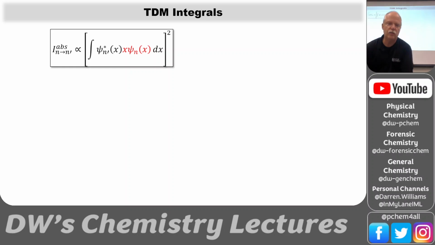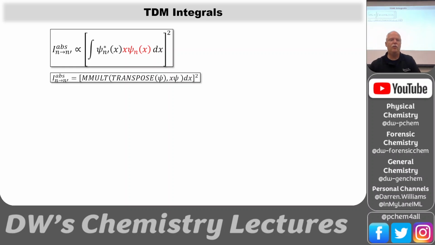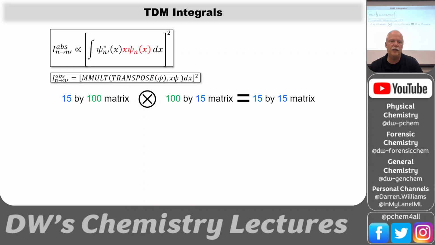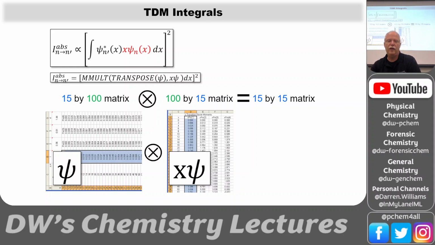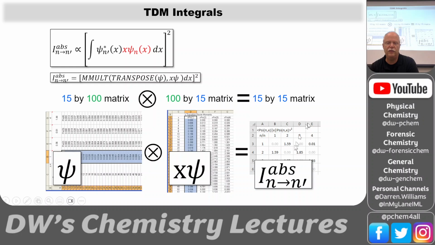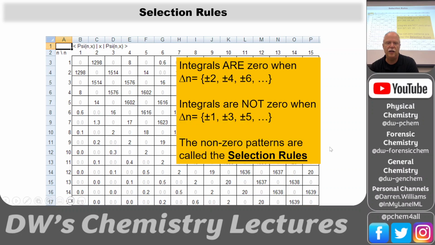So let's do those integrals. Once again, we're going to use the matrix multiplication. So when we transpose psi, we get that thing on the left. When we multiply that by x psi, we have again 100 by 15 for that. And we end up with this 15 by 15 matrix. And this is the selection rules that we get. So we have to select that whole block.